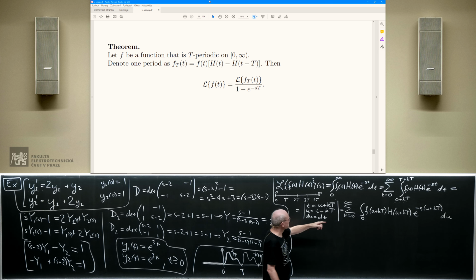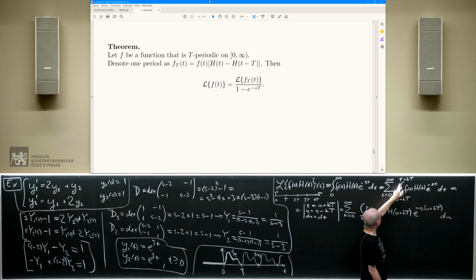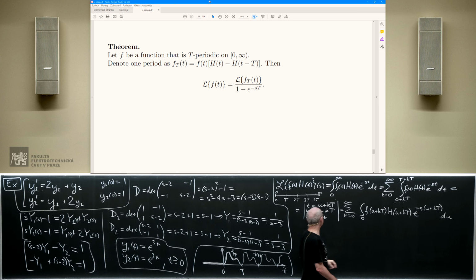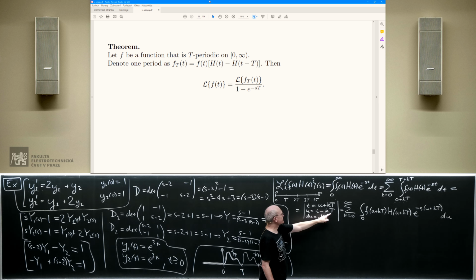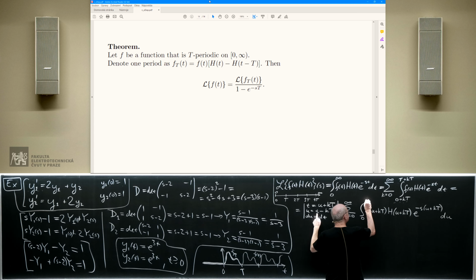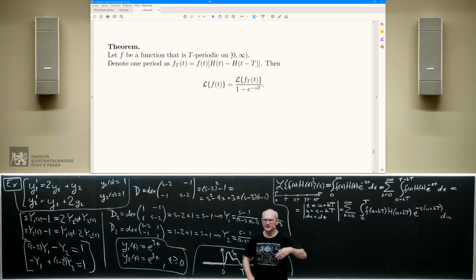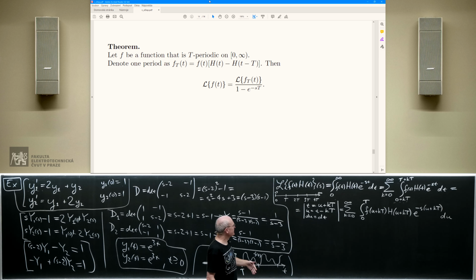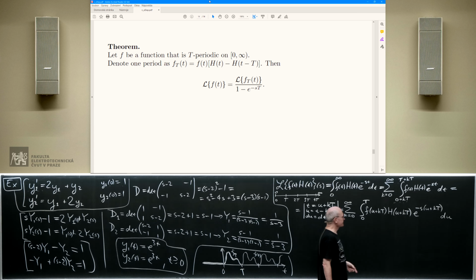Let's have a look farther on. The top limit, t plus kt. When I substitute for t, kt cancels, and I get t. So now all these integrals are taken from 0 to t. I'm integrating between 0 and t all the time. Nice. Let's move on.